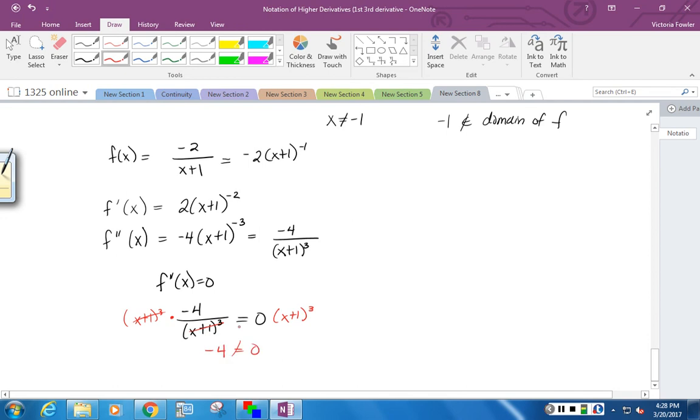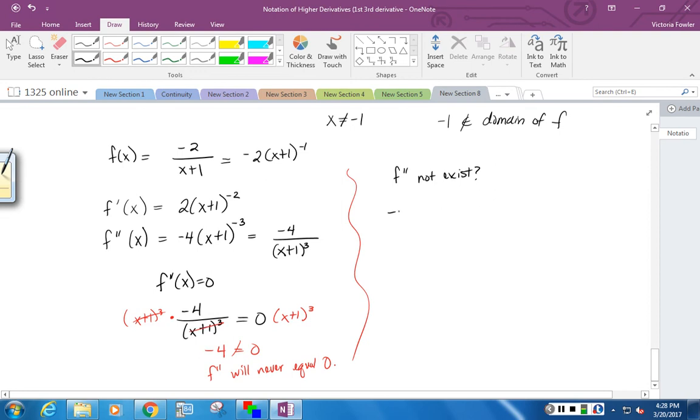There's actually no way that this fraction could ever evaluate for any x value I choose to be 0, because it's going to be negative 4 divided by a number. So f double prime will never equal 0. So I'm not going to have an inflection point contributed from taking the second derivative and setting it equal to 0. So what I'm now going to do is investigate the other thing, which is to see where f double prime does not exist.